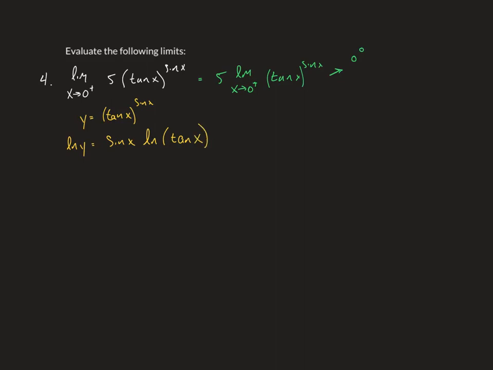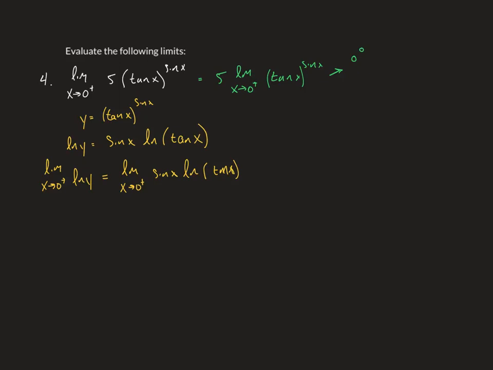Okay. So now what I can do, something we did in class, if you'll remember, we'll take the limit as x approaches 0 of both of these sides. So the limit as x approaches 0 from the right of ln of y, and the limit as x approaches 0 from the right of sine of x times ln of tangent of x. Okay, handwriting's really breaking down here. So I'm going to take the limit as x approaches 0 of both sides and maintain this equality.